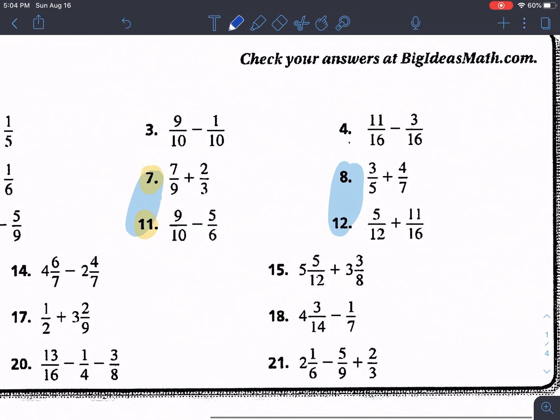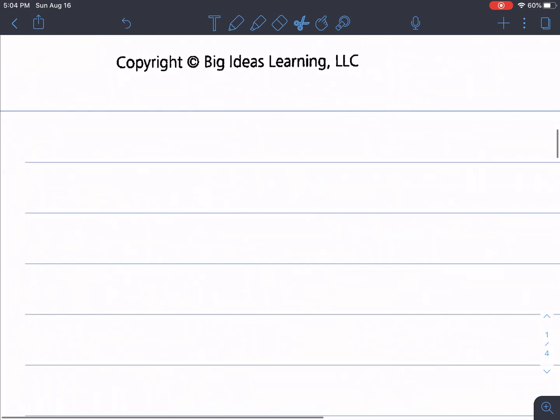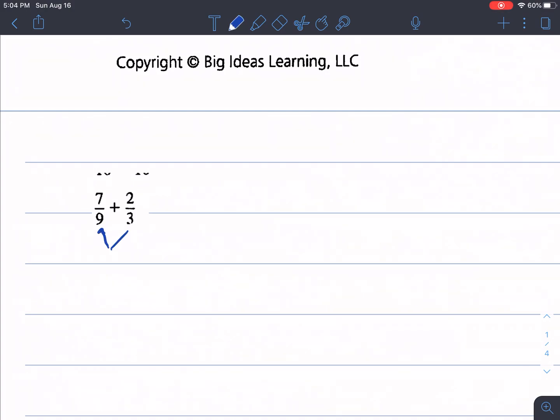So, like if we go to number 7, that's the one I'm gonna show you guys how to do. I should see that these are not the same, right? So that means I gotta make them the same, and there's different ways I can do it. If I look at 9 and 3, I know that I can make 3 turn into 9. You can find a multiple where they both share, but this one's easy. I can just make 3 become 9.